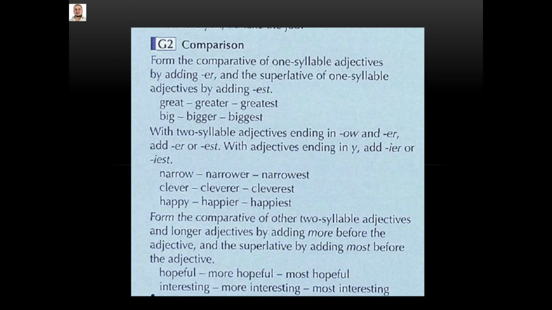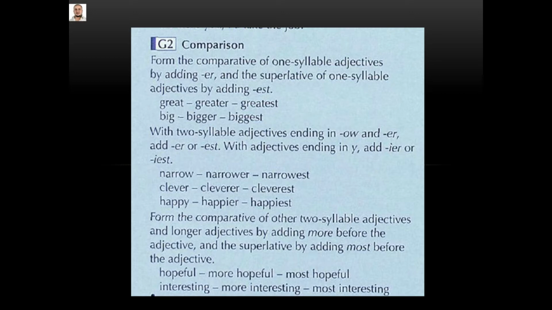Form the comparative of one syllable adjective by adding ER and the superlative of one syllable adjective by adding EST. For example, great, greater, the greatest. Big, bigger, the biggest. With two syllable adjectives, that means a long adjective ending in OW and ER, add ER or EST. With adjectives ending in Y, add IER or IEST.